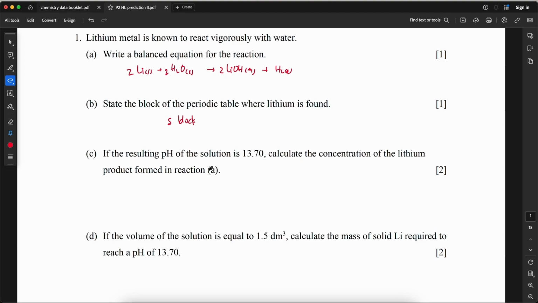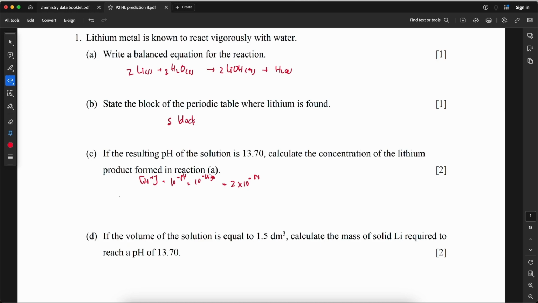So to calculate the concentration of lithium product formed, we can actually calculate the H plus first, because pH is known. So H plus will be 10 to the power negative pH, which is 10 to the power negative 13.70. So that would be 2 times 10 to the power negative 14. So this is the concentration of H plus.